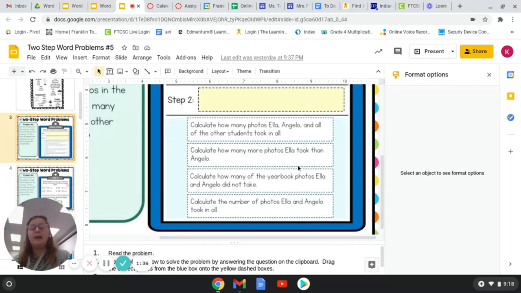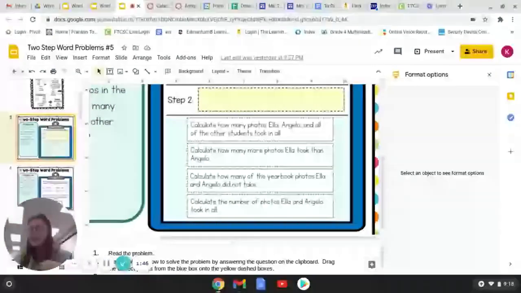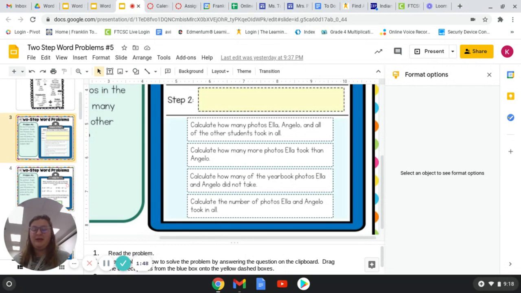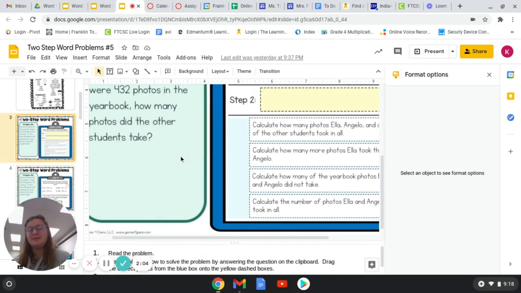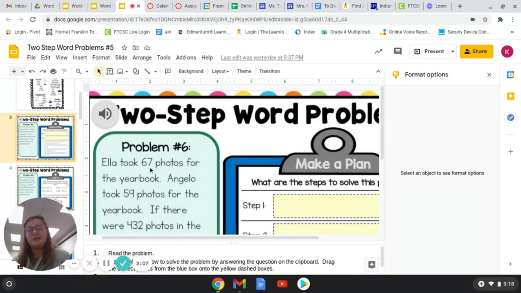So my options are: calculate how many photos Ella, Angelo, and all the other students took in all. Well, I don't really need that step because I know how many there were total, so I don't need to figure out how many they took. Calculate how many more photos Ella took than Angelo. I don't need to do that either because it tells me how many they took. Ella took 67 and Angelo took 59.